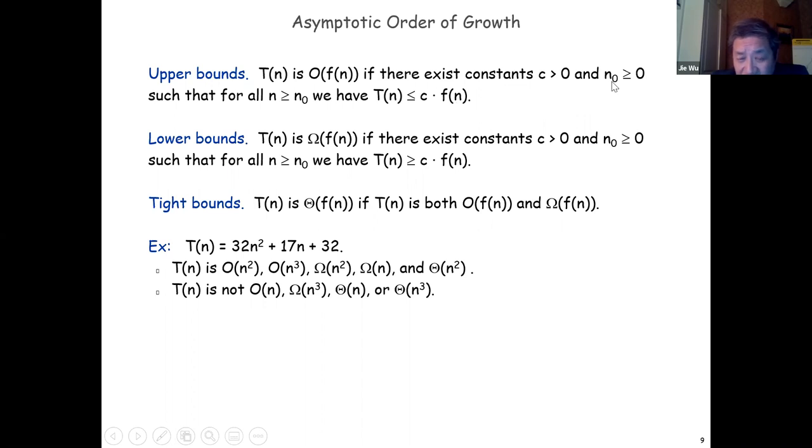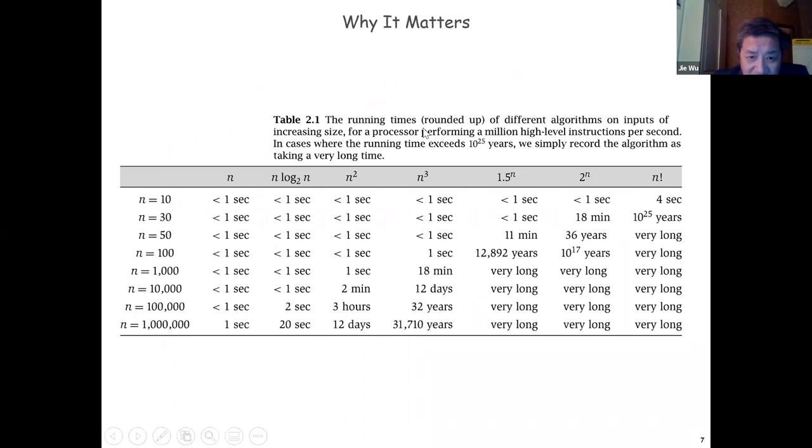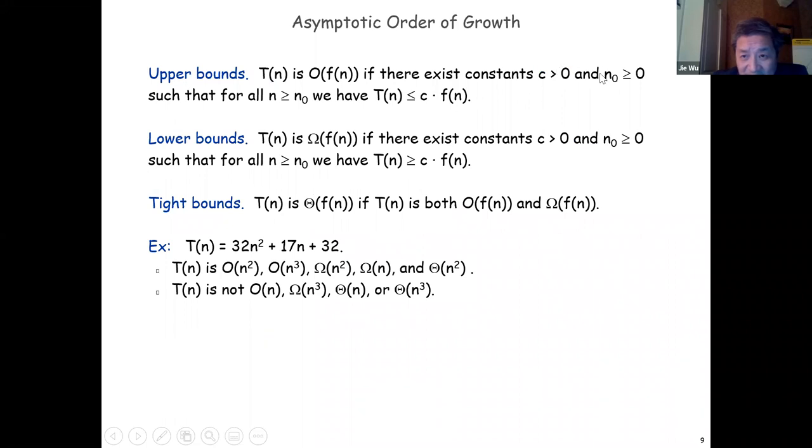This is very important. N zero means that you may not satisfy this condition before n zero, but after n zero, it definitely holds. So it really means that we only care about the large n. As long as you can find a point n such that after that, this is much larger than this one. You may have a case like this: for small numbers, this one actually runs faster than this one. So that's the real meaning. You select an n zero. After n zero, T(n) is smaller than f(n) by a constant factor.